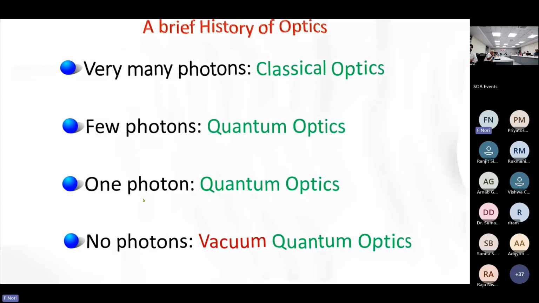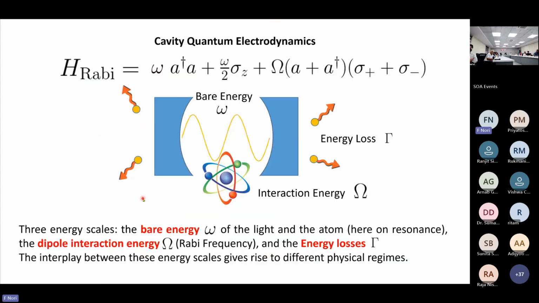Now, in classical physics, the vacuum is empty. In quantum mechanics, quantum field theory, the vacuum is not empty. There are fluctuations, which I'll describe in a moment. So this is the harmonic oscillator, A dagger A, equally spaced energy levels. This is a two-level system, up and down, ground state, excited state. And this is the coupling between light and matter. The three energy scales: the bare energy of the light and atom here is assumed to be at resonance. In reality, this omega qubit, omega cavity in general is different, but let's assume they are the same.